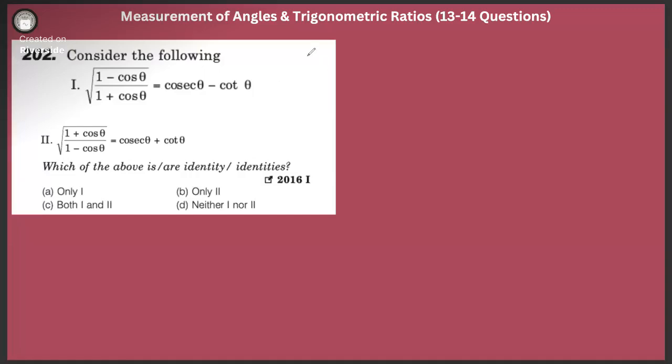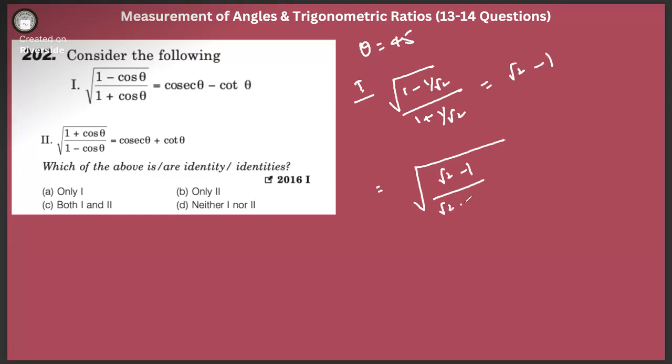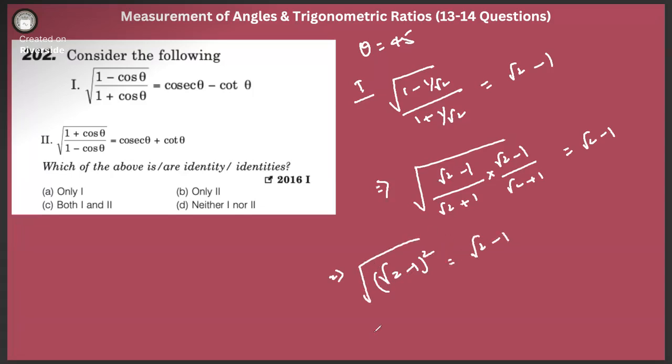Anyways, shall we just try to check how it looks over here? Can we take any particular value? Theta is equal to 45 maybe. So 1 will become root under 1 minus 1 by root 2, over 1 plus 1 by root 2. Root 2 minus 1 over root 2 plus 1. Shouldn't it be root 2 minus 1 by root 2 minus 1, the one which you're multiplying and dividing? Yeah, that's correct.